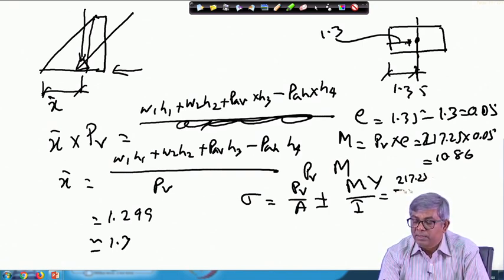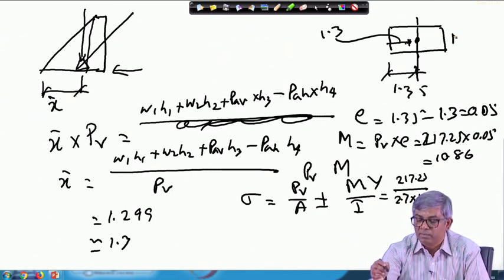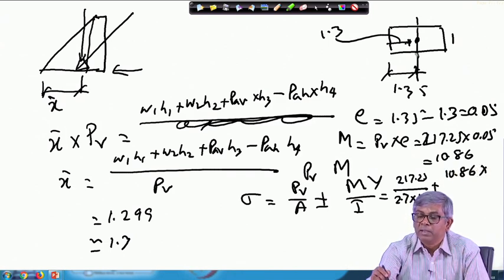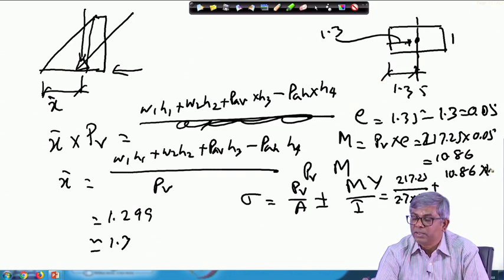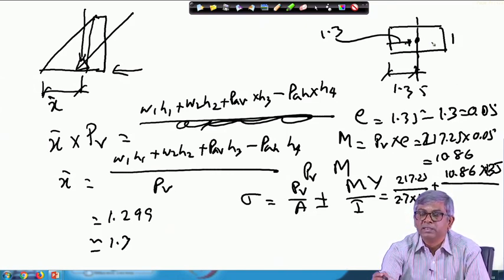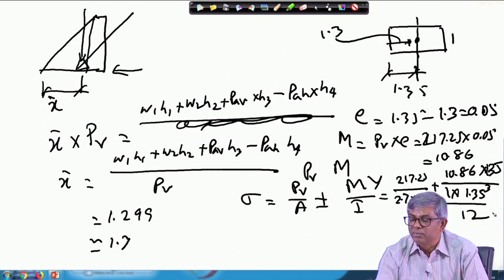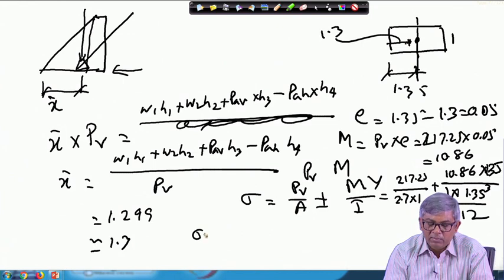So, if I use this formula, it will be 217.25 divided by A. A is nothing but 2.7 multiplied by 1, plus M, which is 10.86, multiplied by Y, the maximum distance, 1.35, since it is rotating with respect to this axis. So, I becomes 1 multiplied by 1.35 cubed divided by 12. Then I can find sigma max and sigma minimum.